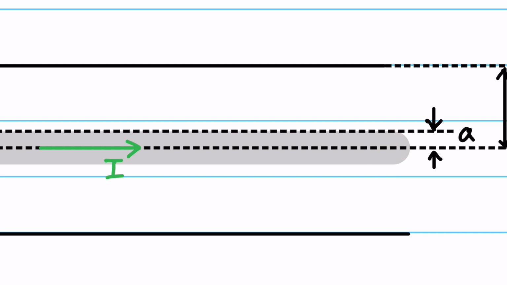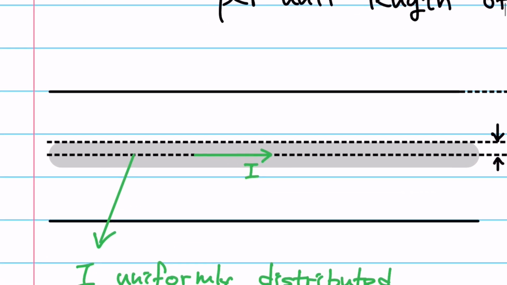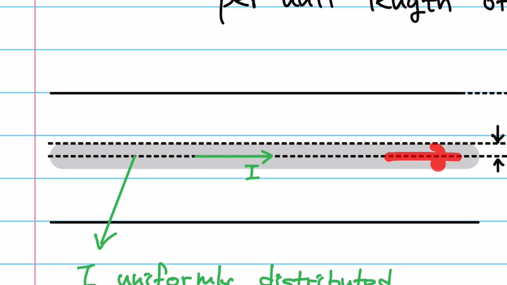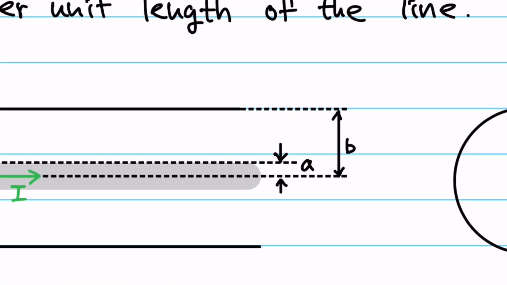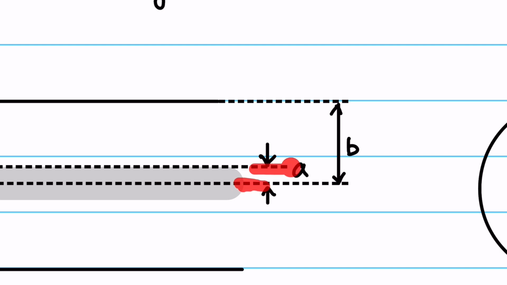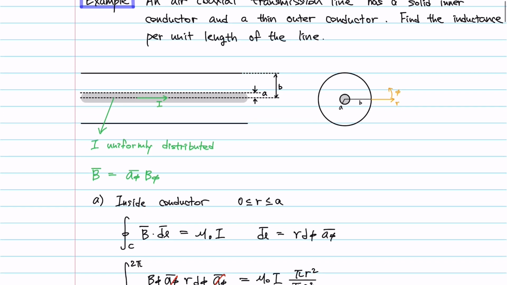So we can dissect this problem into two sections, where we investigate the B field inside the conductor, and of course the B field outside the conductor. Because the B field is everywhere, there are portions that exist inside the conductor, and portions that are outside the conductor. If you focus on the inside of the conductor, where the radius is from 0 to a, meaning that it's inside the gray material, the solid material.